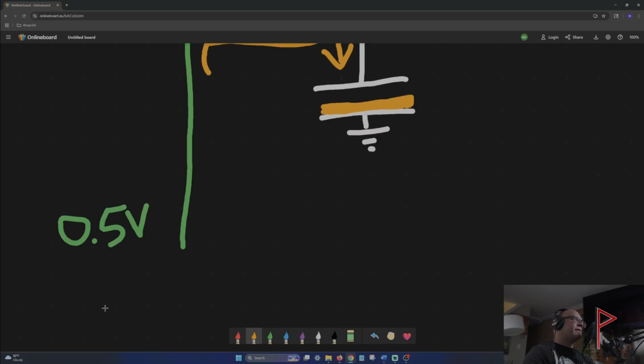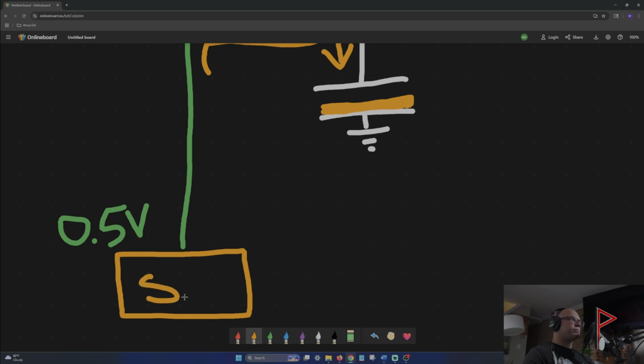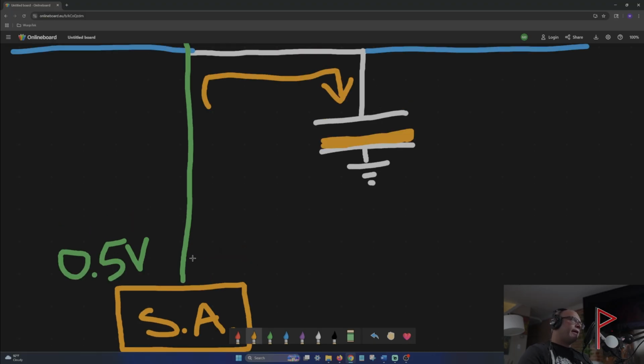And that means that this 0.5 volts has gone down. That change is detected by your sense amplifier. Okay? At this point, the sense amplifier knows that there's less voltage on the bit line. That's how it knows that this capacitor should be storing 0 volts. And then it will initiate effectively a discharge of that capacitor.